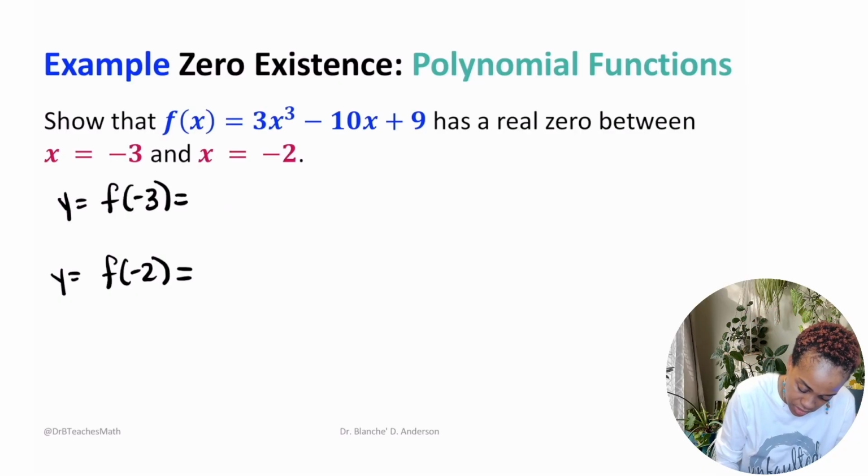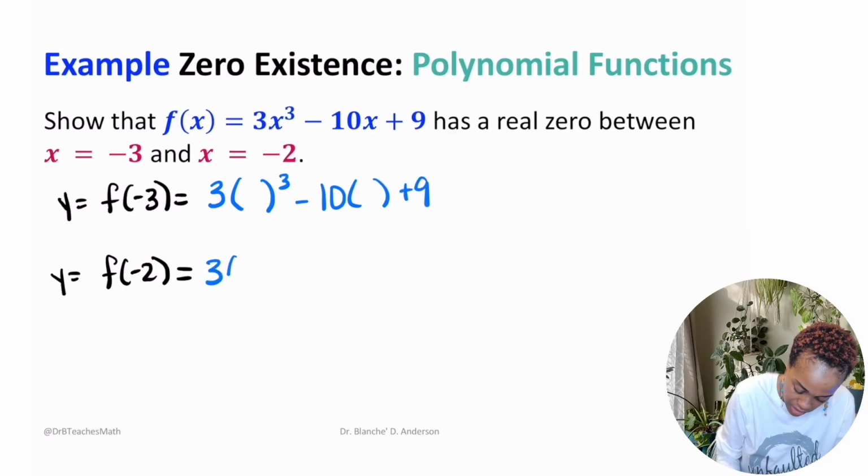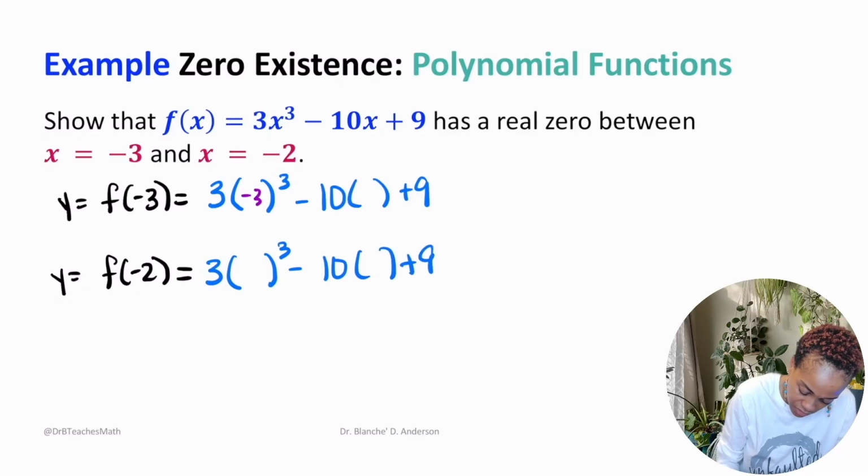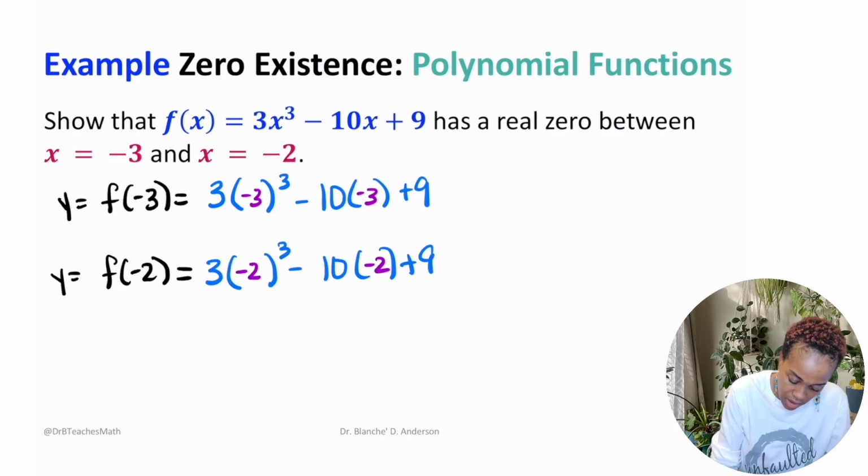Let me do it like this. So that's going to be 3 times that cubed minus 10 times that plus 9. And let me write it here. So we're going to plug in -3, and on this one we're going to plug in -2. So now let's see what we get, right?